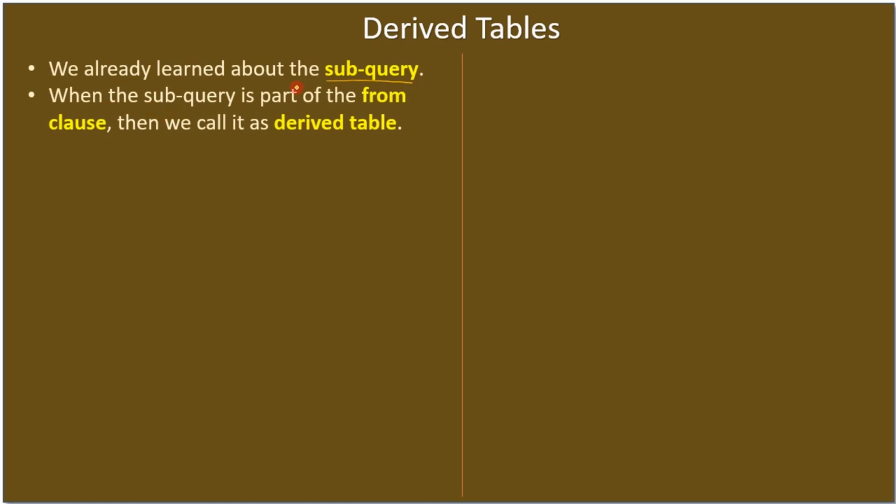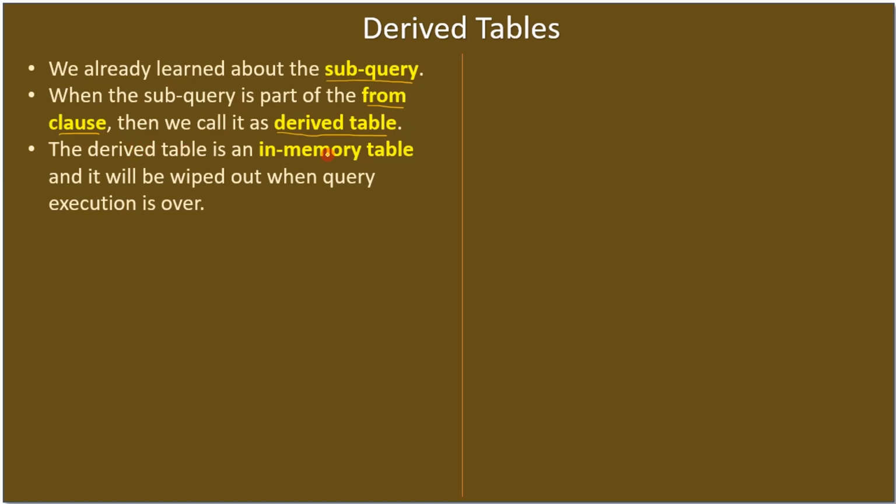When the subquery is part of the from clause, so there is a main query, the main query contains a from clause, and in the from clause we define a subquery, then we call it a derived table. So that means the table is in the from clause, and that from clause contains a subquery. On the fly the table will be created, and we call that a derived table. The table will be in memory, it will not be on a physical disk. Of course data will be pulled from the physical disk, but it will be kept in memory.